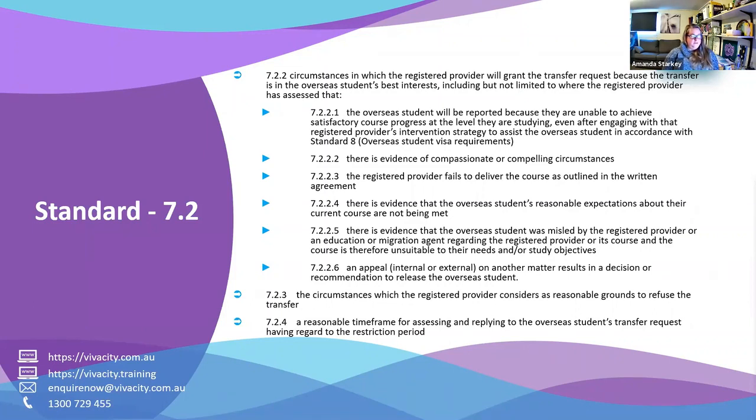That can be very varied as to what is compassionate and compelling. It might be that their partner's in Australia but is in another state. It might be that another very close family member has come to Australia and is in a different location. They want to be closer to that person. It might be that a family member or a very close friend in another location has got sick and needs someone to care for them and they would like to go and assist.